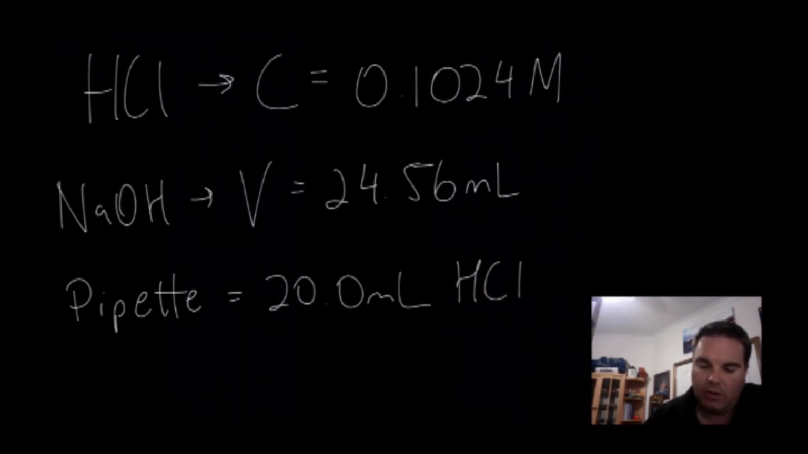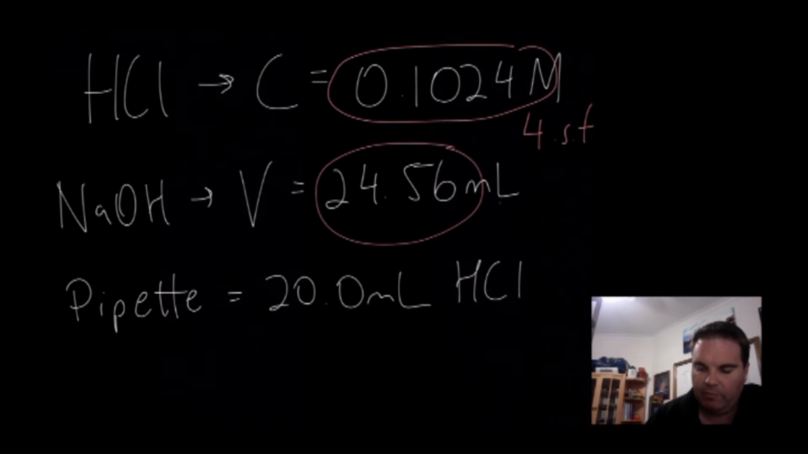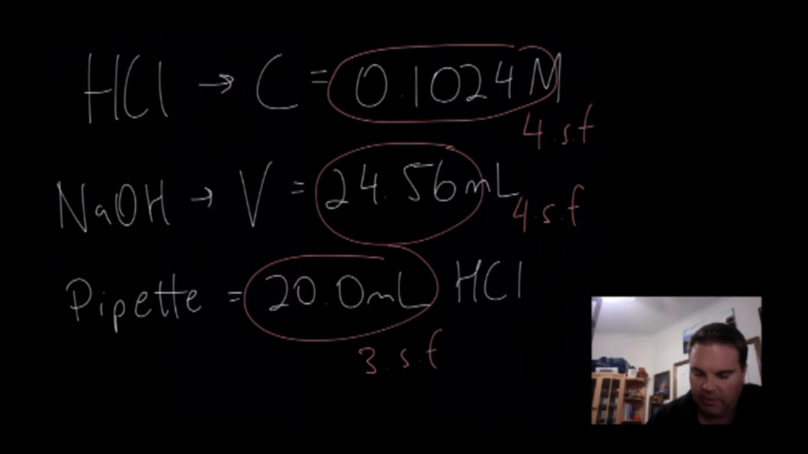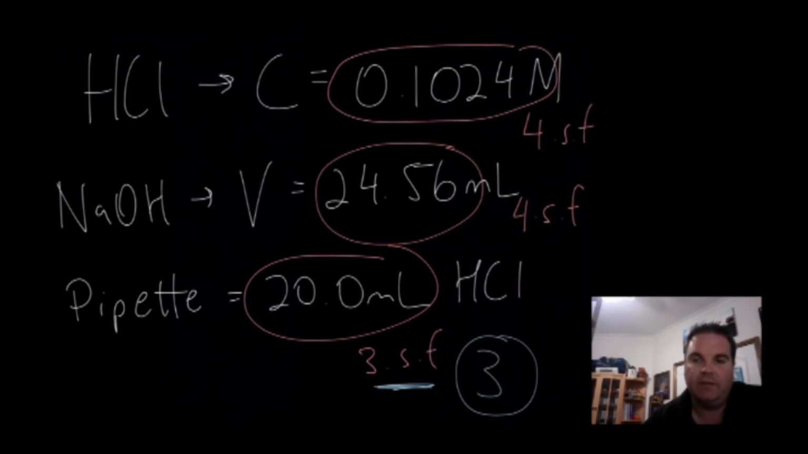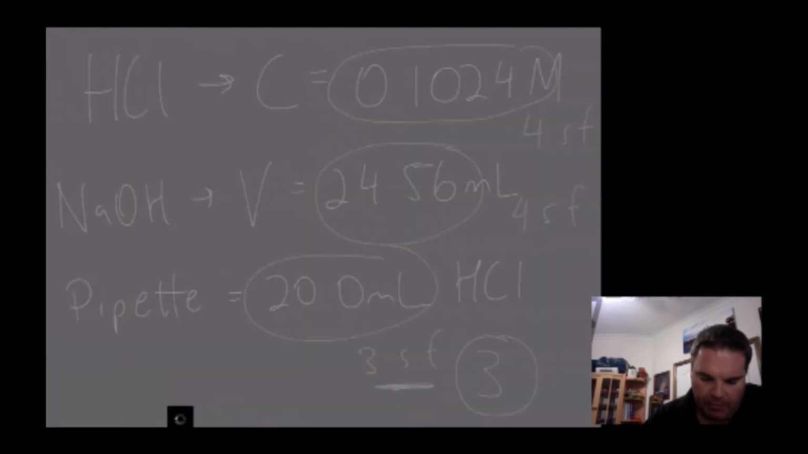So when you're looking at the concentration, we've got 4 significant figures. For the volume from our average titre, we've got 4 significant figures, but for the pipette we've only got 3 significant figures. So when we do our final calculation at the end, we would give our answer to 3 significant figures, because that is our least accurate piece of data. Really important.